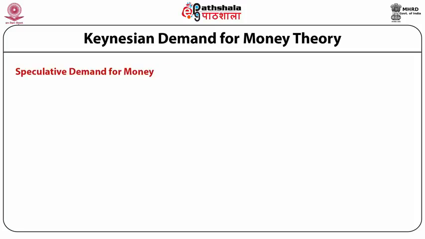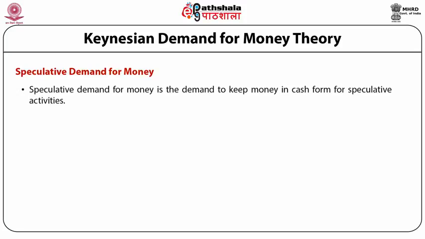Thirdly, speculative demand for money. Keynes differed from the classical economists on the issue of the inclusion of the speculative demand for money. Keynes believed that money was not only a medium of exchange, but also a store of value. Therefore, he also included speculative demand for money as being one of the motives for demanding money. Speculative demand for money is the demand to keep money in cash form for speculative activities.